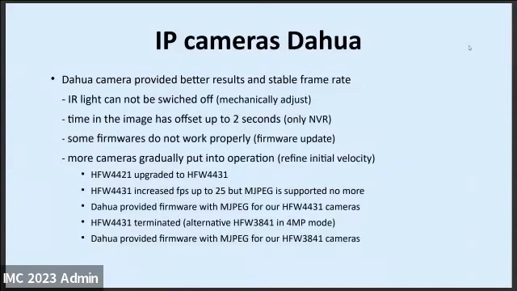And then this camera was also terminated. I mean, we had to find another alternative. This one is our last model that we used for observation. And again, Dahua provided the firmware with MJPEG.